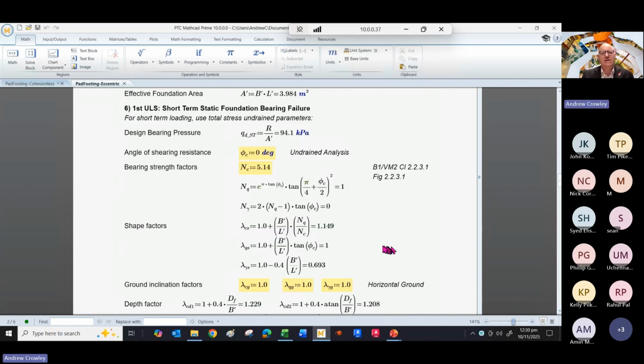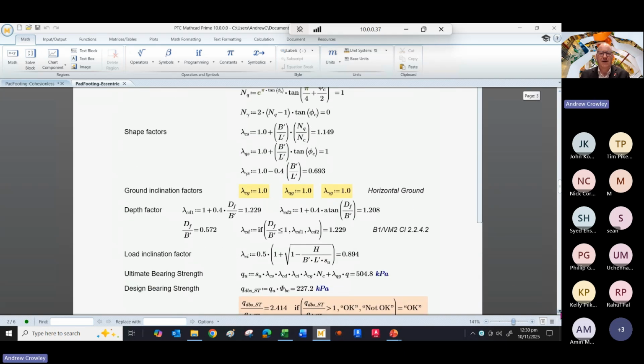Our first ultimate limit state check is on the short-term static foundation bearing failure. So we've got a design bearing pressure of 94 kPa. Now the code gives us a bearing strength factor NC of 5.14 because our effective angle of shear resistance is 0. We can work out the rest given that as NQ and N gamma as 1 and 0. We've got our shape factors and we've got our ground inclination factors. We've got horizontal ground, therefore they're all 1.